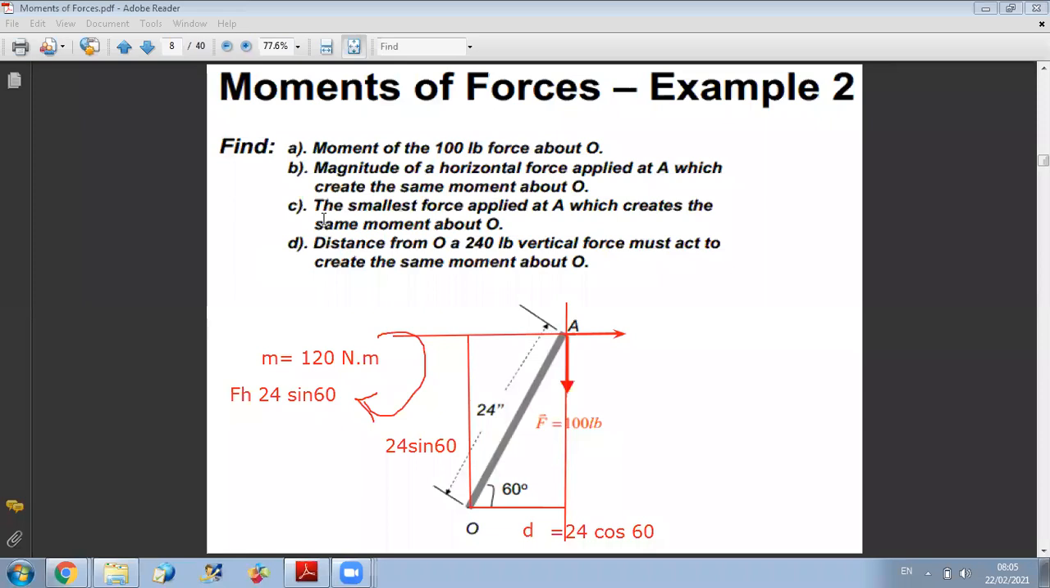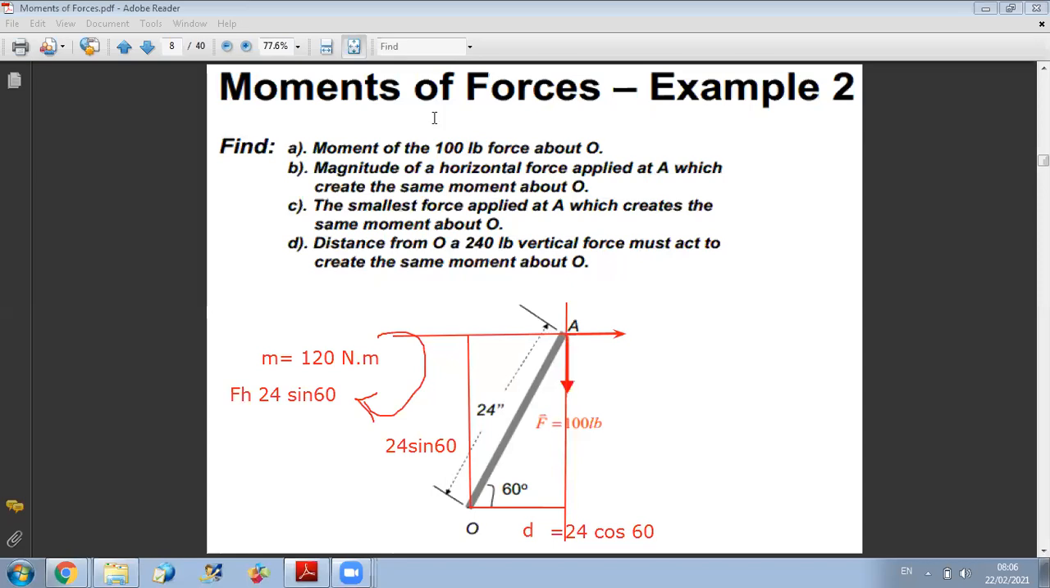Now, question C. What is the smallest force applied at A which creates the same moment about O? Who can tell me what condition will give me the smallest force? Biggest distance. Exactly, biggest distance. And how can I obtain the biggest projection? Look, what I am doing is I am doing F times d sine of an angle theta. Okay? Sine of theta will be maximum if theta is equal to what?